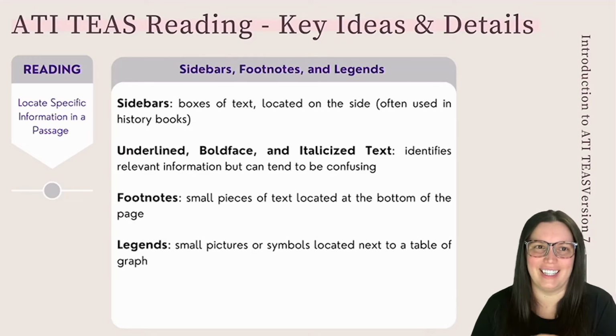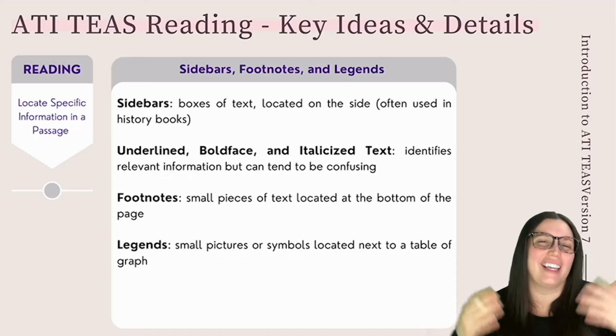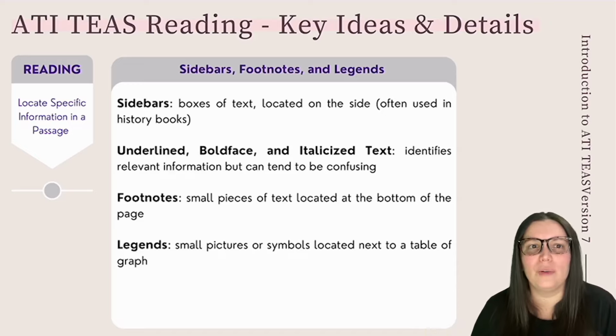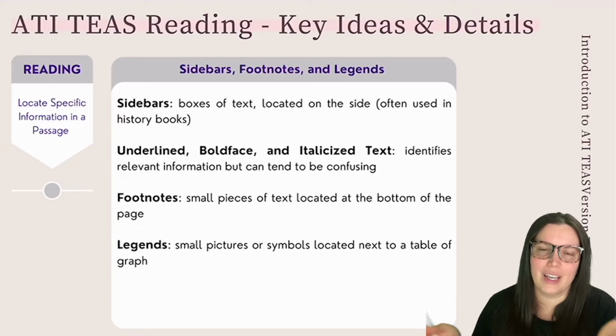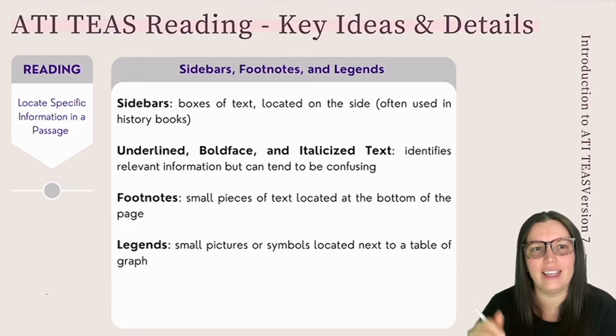So sidebars are boxes of text that are located on the side of the main text and are often used in like history textbooks. They usually provide additional information that is related to that main text. Underlined, boldface, and italicized text features can help you identify relevant information. However, they can be confusing at times since these features can be used in a variety of ways. You may need to ask yourself if these features are highlighting a title, quotation, new topic, or organizing information in some way.